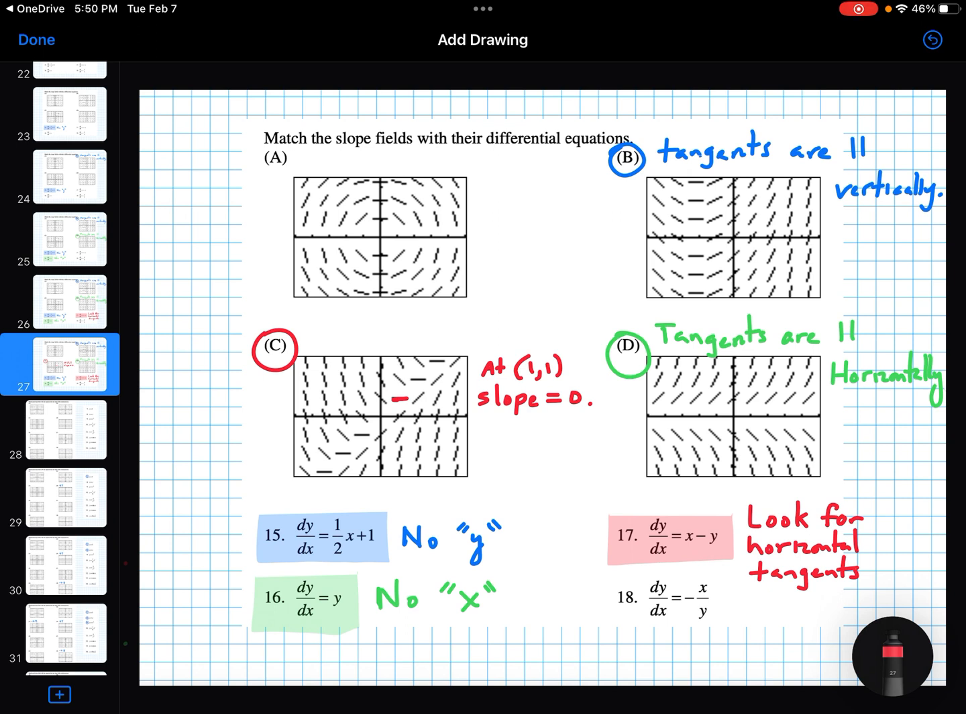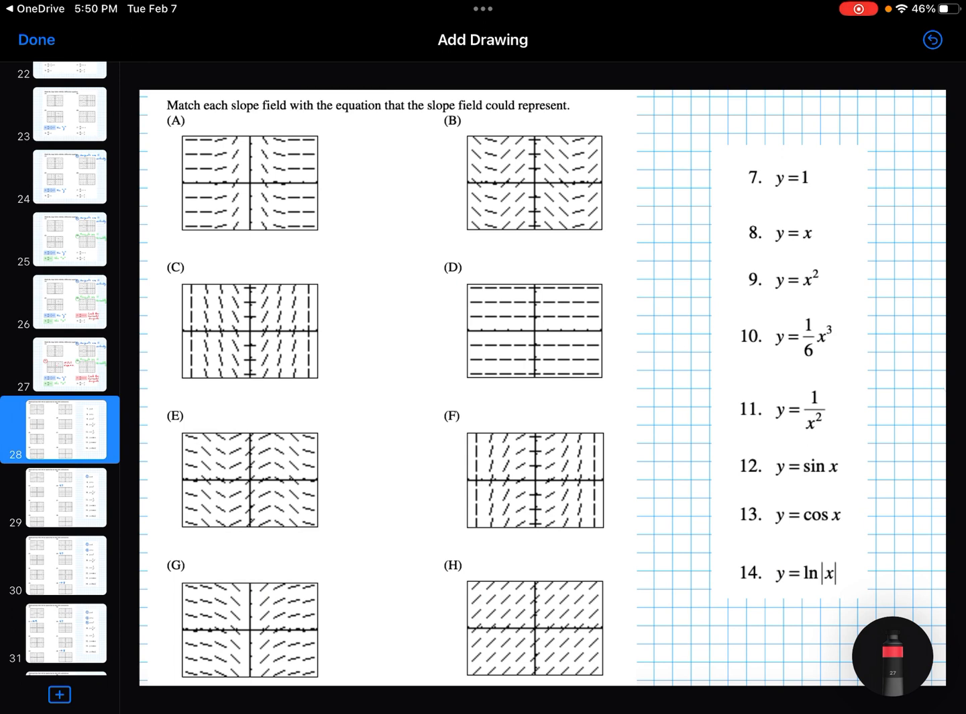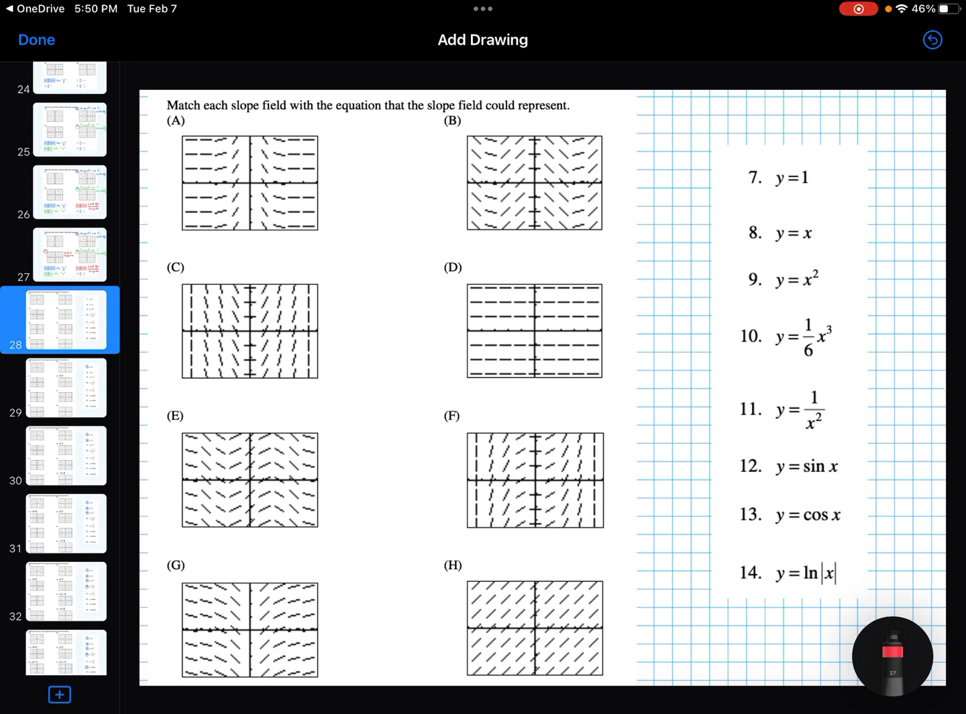The other category of slope fields are when you're matching them to a parent function. So you notice there's no dy dx over here on the right. These are the parent functions. Now, these are specific ones or particular solutions, but the slope field picture of the family of parent functions should be present or just apparent to you as you're looking at each equation. So let's look at number 7, y equals 1. That's a constant function, horizontal lines. Look for the slope field that matches that. That's an obvious part D.